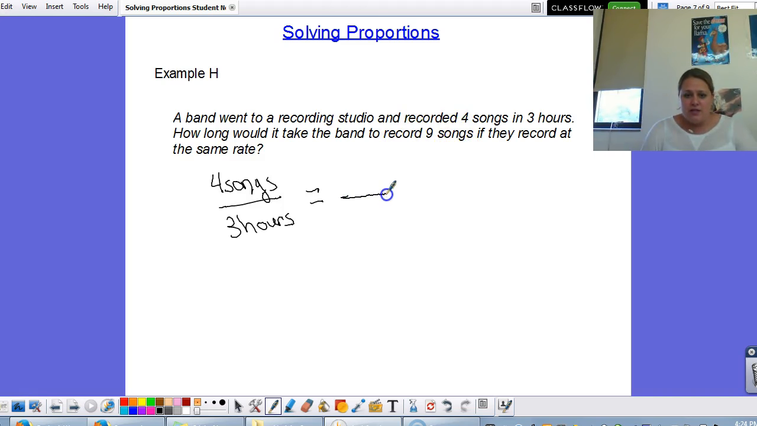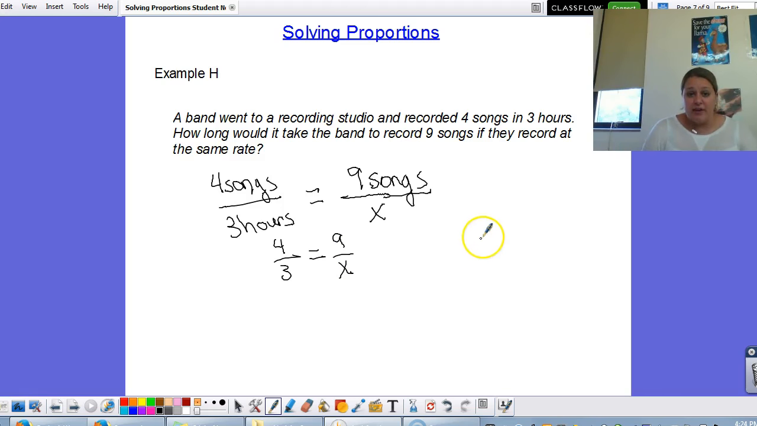So, here's the thing about writing proportions from word problems. There are lots of ways you can do it. As long as you're consistent, you'll get it right. What do I mean? Well, on this side, I'm comparing songs to hours. So on the right side, I also have to compare songs to hours in the same order. Since hours is what I'm trying to find, that's going to be my unknown value. So I just used our ever so popular x. So basically, the proportion we're solving is 4/3 equals 9/x. I just took the words out to make it look a little less scary for you.